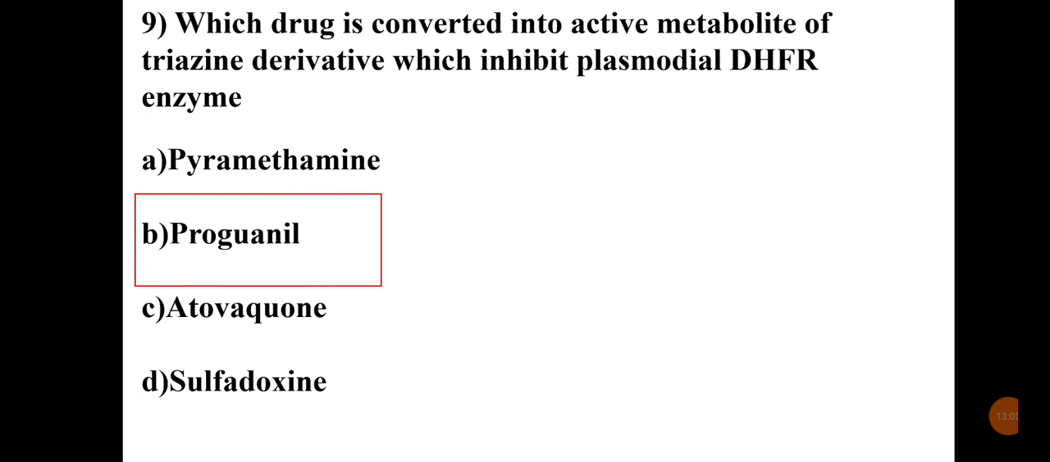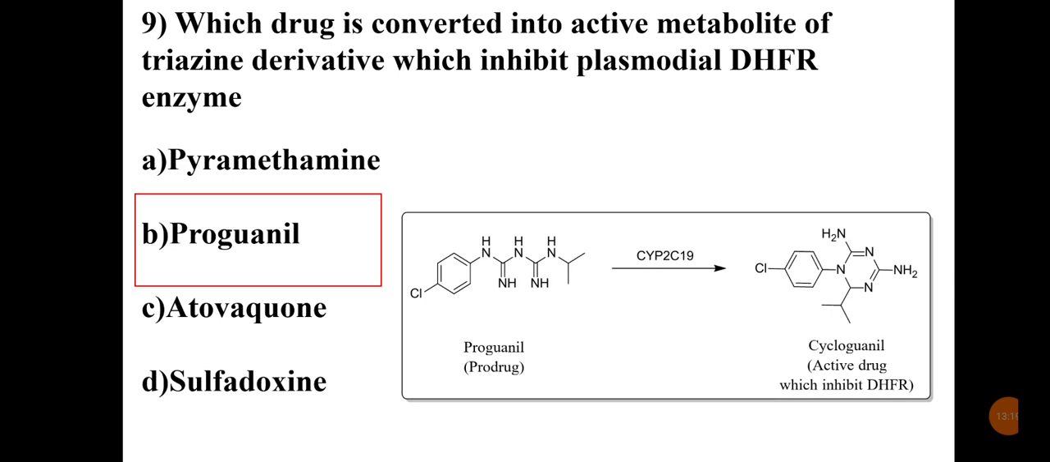Here it is proguanil. Proguanil is the drug which inhibits the dihydrofolate reductase enzyme. Actually, proguanil itself is not inhibiting the DHFR. Whatever the active metabolite of proguanil is, that inhibits the DHFR. Let's see what the active metabolite is. Proguanil is converted into cycloguanil, and that cycloguanil inhibits the DHFR. Proguanil cannot inhibit DHFR directly, so that's why it is metabolized in the presence of CYP2C19. That enzyme is very important. How is proguanil converted into cycloguanil?